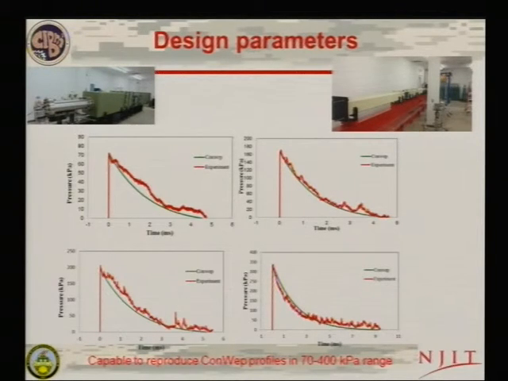If you look at this, the red line is actual experimental data. But you can see here, the rise time is microsecond. It can reach like 70 kPa, 120 kPa, 300 kPa. The green line is a theory, and the red line is experiment. So what does that really mean?